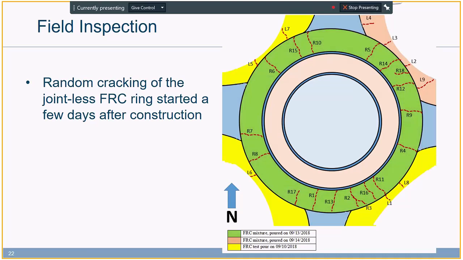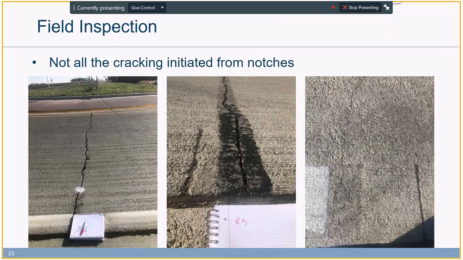But unfortunately, we noticed that not all the cracks are initiating from the notch areas. As you can see from the picture on the left side in this slide, some of the cracks initiated from the notches as it was desired, but some of the cracks, as we can see in the two other pictures, were not really initiating from the notches. Some of them just maybe a few inches from the notch, or some of them between two adjacent notches.